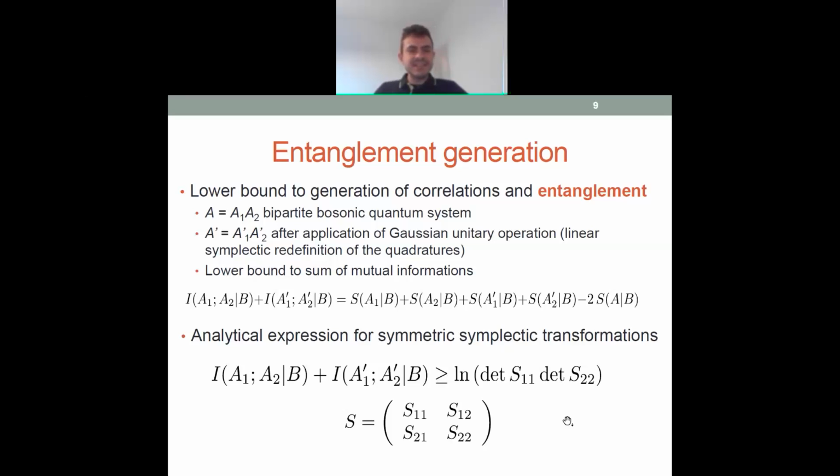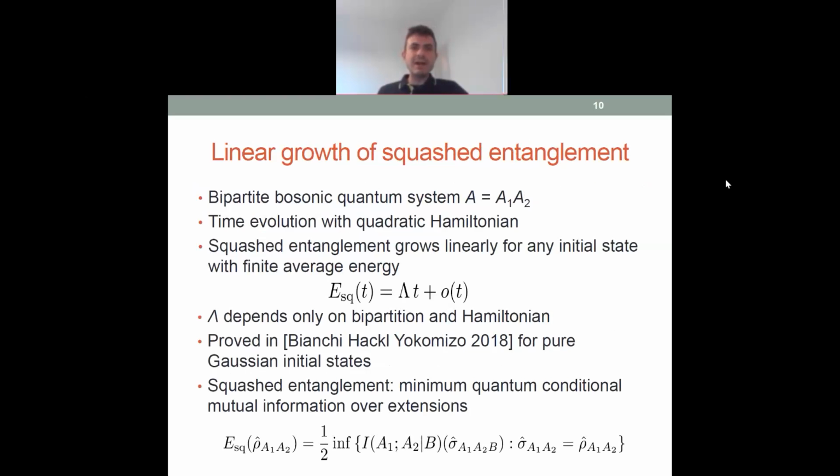And actually, we have applied this lower bound to the generation of entanglement in time evolutions induced by quadratic Hamiltonians. So here we look at the asymptotic case of the infinite time limit. We always consider a bipartite bosonic quantum system, A made of A1, A2.